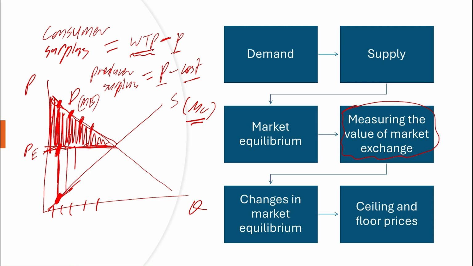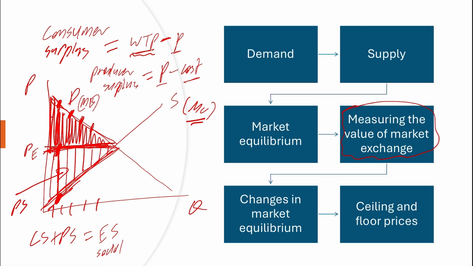And if we add this up, for each unit sold, we look at the price minus the cost of producing that unit. We get this area here, which is the area between the price and the supply curve. And that's going to be our producer surplus. If we add up consumer surplus plus producer surplus, we get overall economic surplus, or we could call this social surplus, or total surplus.